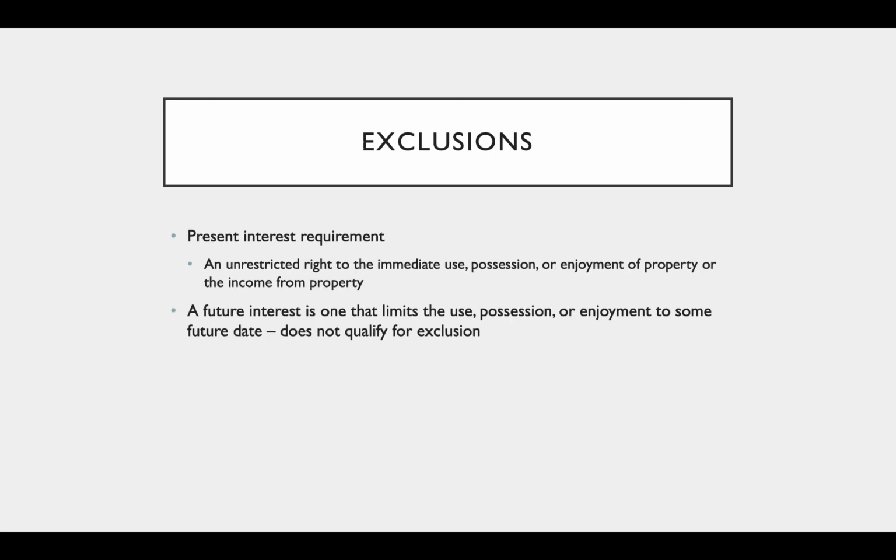There also has to be a present interest requirement to be able to use that annual exclusion. A present interest is an unrestricted right to the immediate use, possession, or enjoyment of property or the income from the property. A future interest is, of course, opposite of that. A future interest is one that limits the use, possession, or enjoyment to some future date. And if I give a present interest, I get to use the annual exclusion. But if I give a future interest, I do not get to use that annual exclusion. So it's all subject to the gift tax.